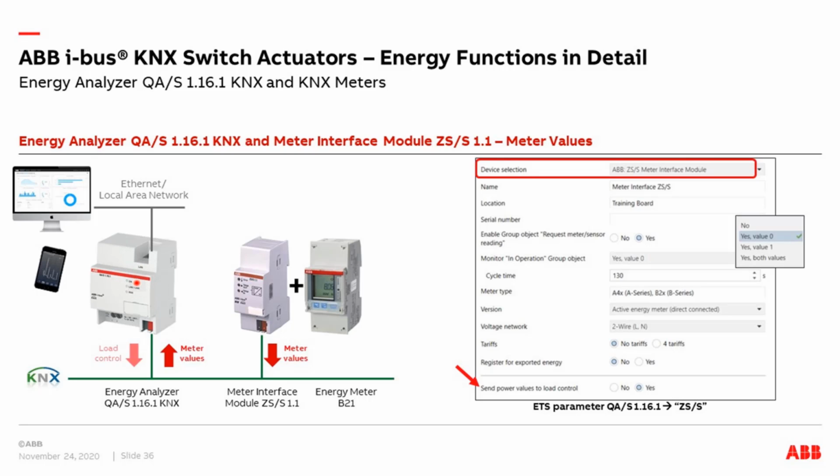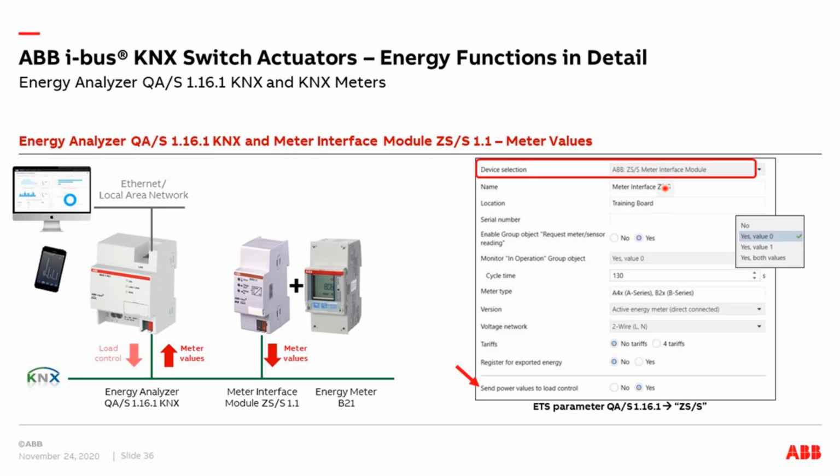So we start here in the Energy Analyzer QAS. Remember, meter number 1 is my meter interface. So I go to the ETS parameter, say my meter number 1, and I select here I want to communicate with my meter interface ZSS. And then I get a template of all the parameters which are required for communication to the ZSS.